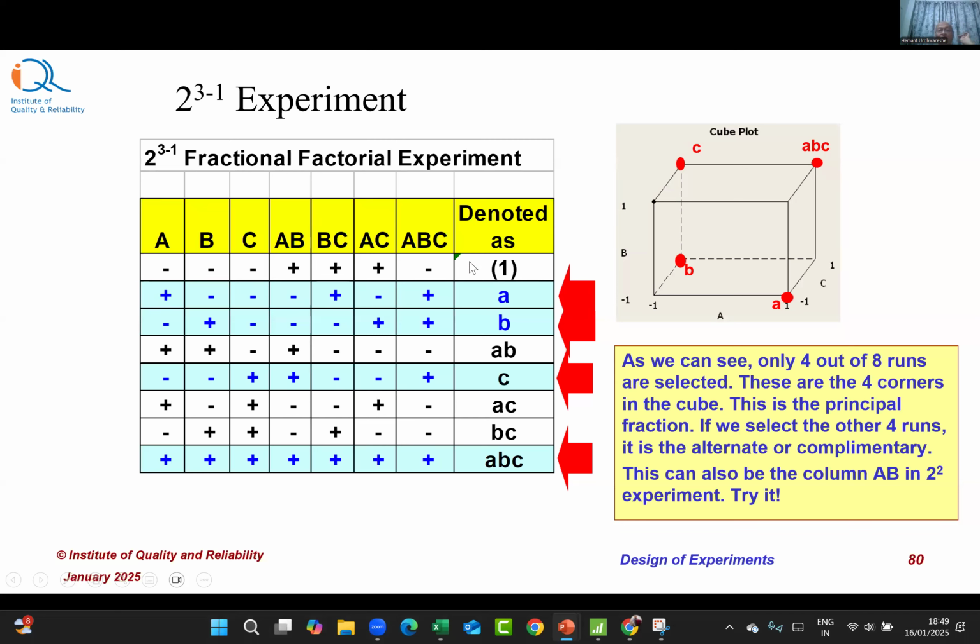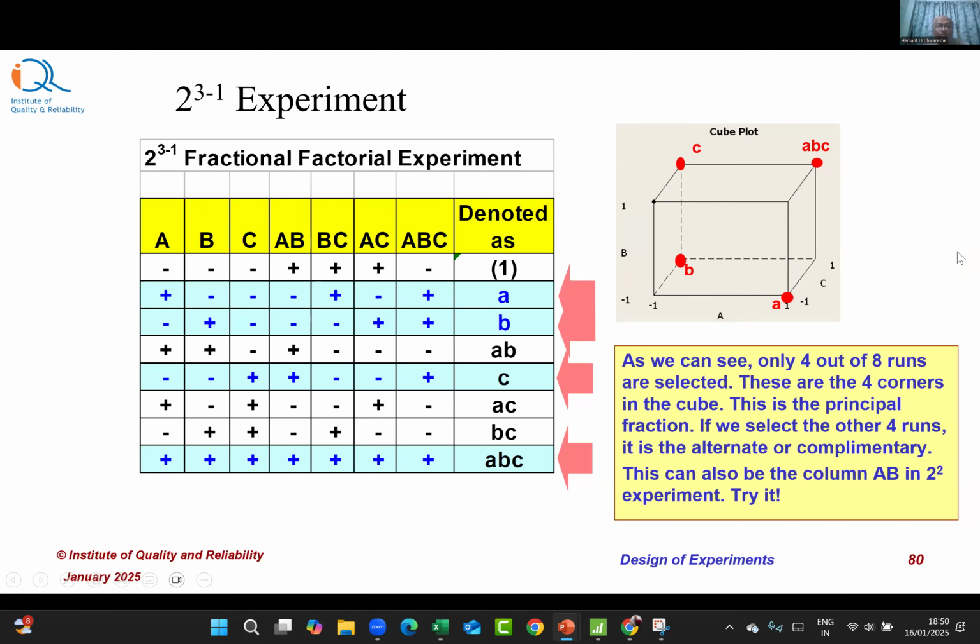In that case, you will be using the other four corners. That is 1, AB, AC, and BC. These are the four runs that you will be selecting, the remaining four corners. So that's how there is a principal fraction and then there is a secondary fraction, you can say. And in a minute I will ask you which fraction you want to select. Generally, the principal will be plus one, ABC plus one.